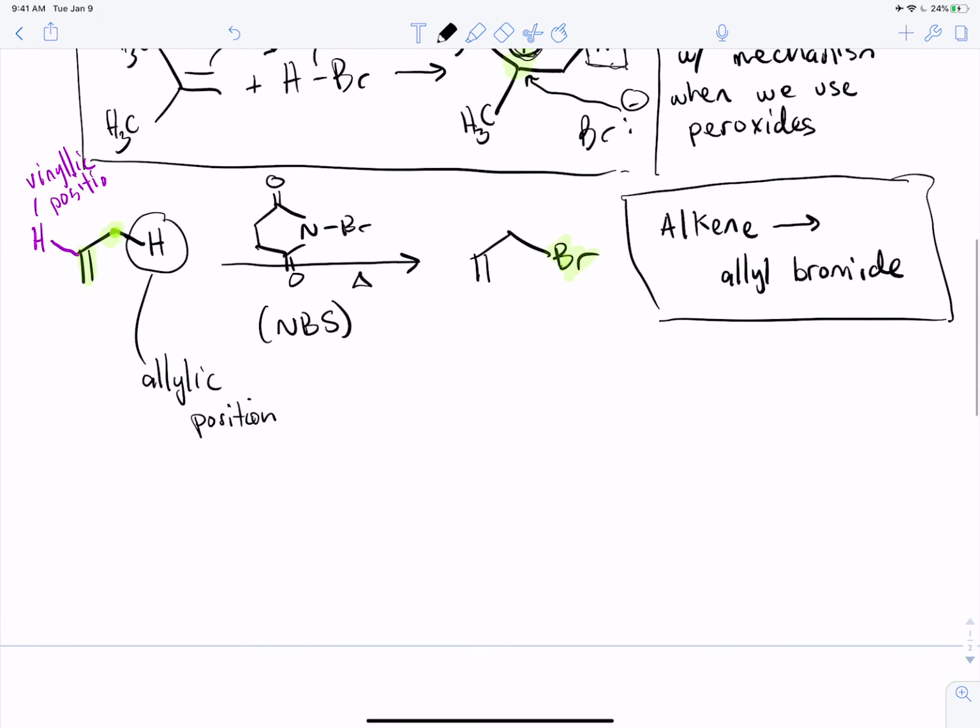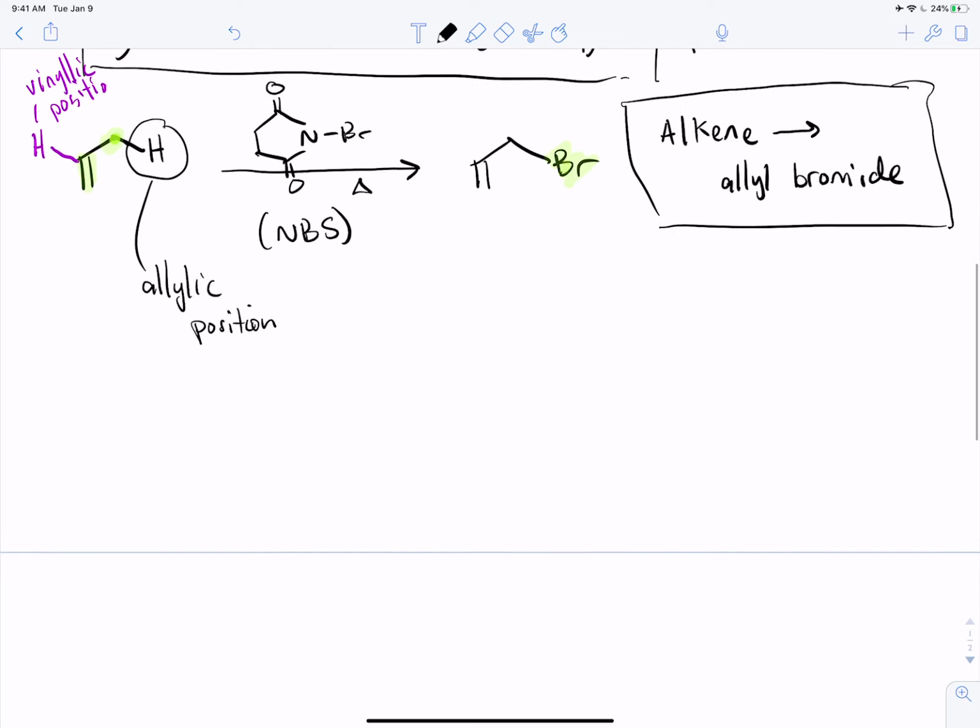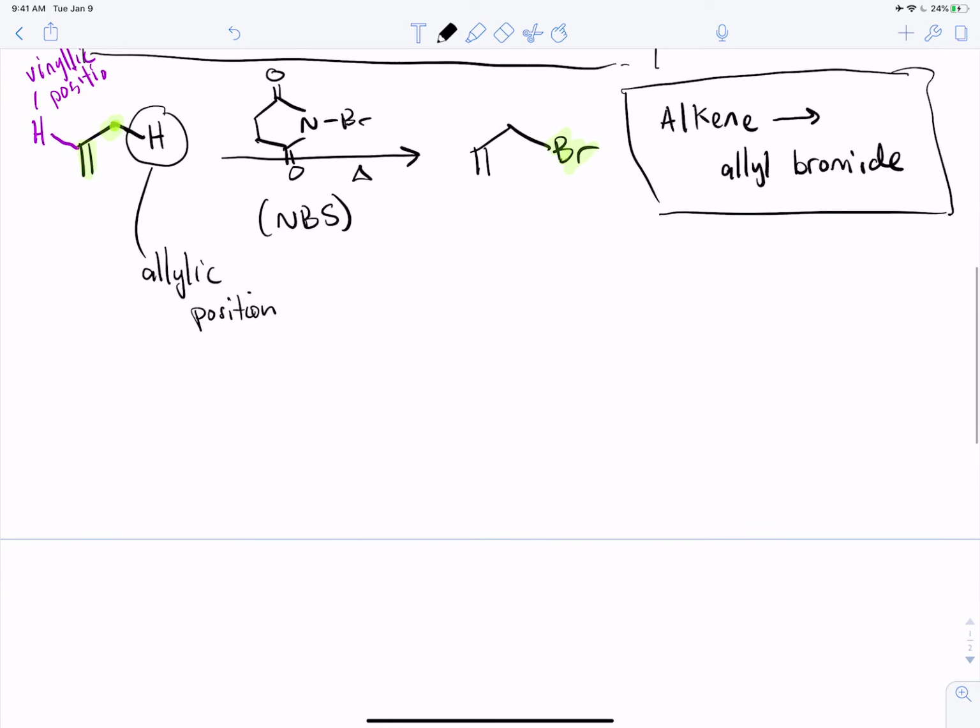And again, this is a pretty useful reaction. So these are not one-off. Some of the reactions we learn you'll find you don't really use that much. This is definitely one that's super useful. Anytime you can add a halogen into a molecule selectively, you probably have a pretty useful reaction. And we'll see why that is when we get to our chapter on nucleophilic substitution. But yep, alkene to allyl bromide.